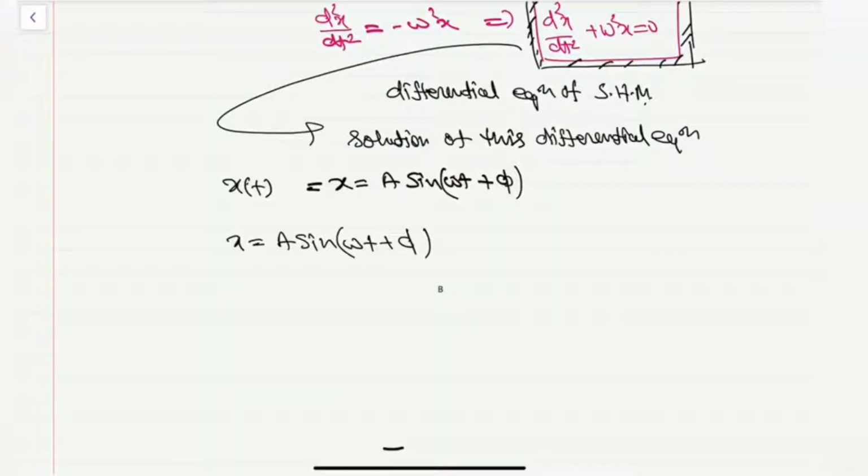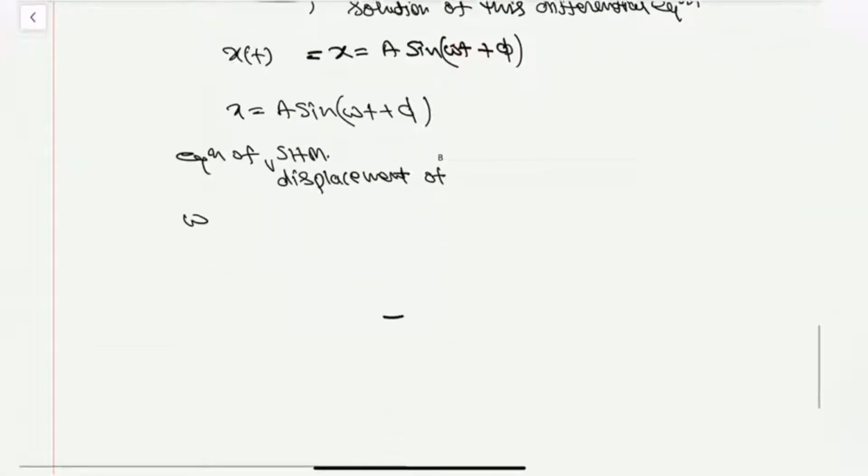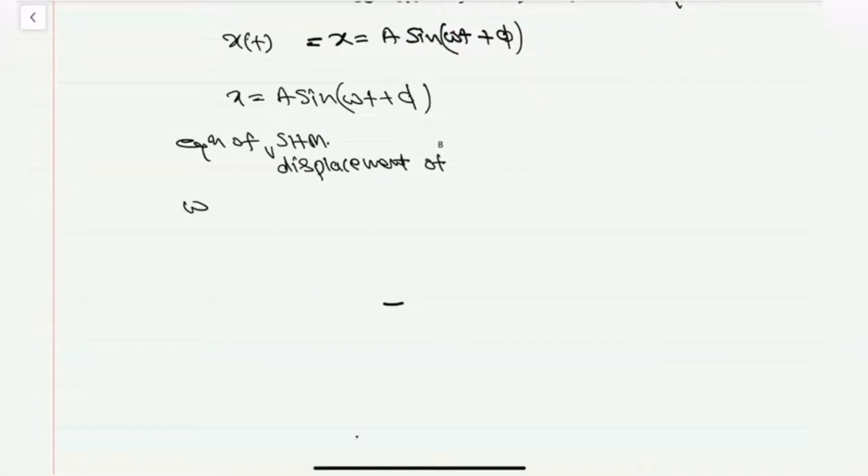This is the equation of displacement of SHM, where A is equal to amplitude, omega is equal to 2 pi upon T.